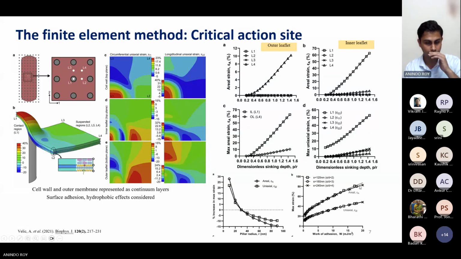So what the finite element model tells us is that interspacing has a much lower role in the rupture process compared to pillar radius. The pillar radius is actually the more dominant parameter.